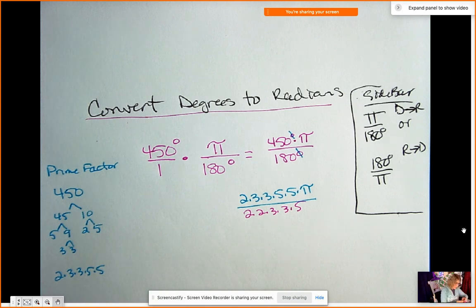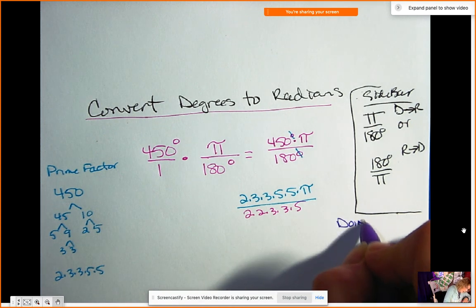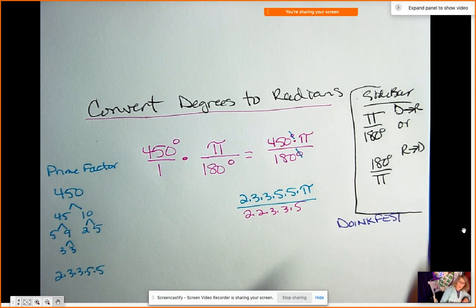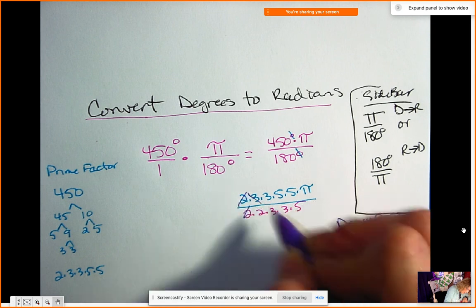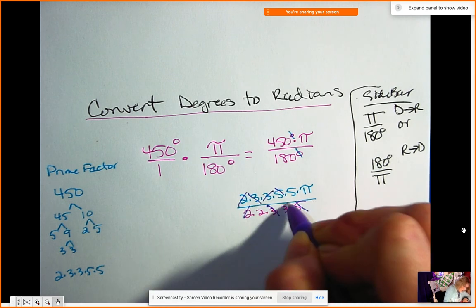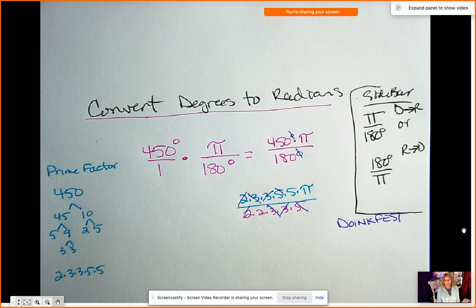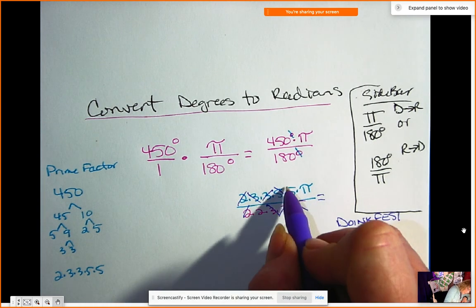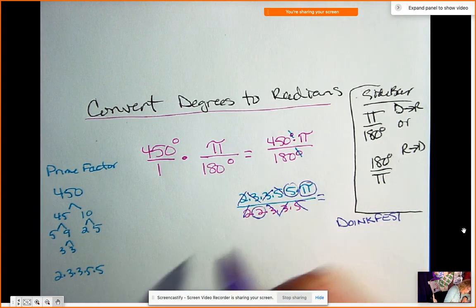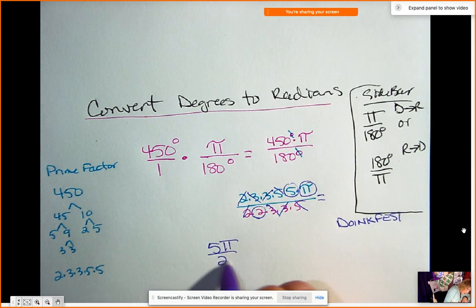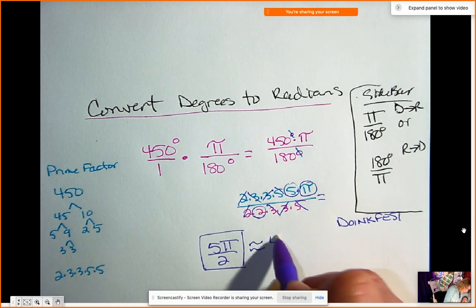Now, Doink Fest, which is what we normally do in Unit 5. I love Doink Fest. It's not a real math term. The reason I call it Doink Fest is because I like making noises. When I cancel, I go doink, doink, doink, and that's why it's a Doink Fest, because you're going to cancel all this. You're like, why didn't they just write 5 in the first place? Well, the answer is everything that's left over. This 5 is left over, the pi, and this 2. So it's going to be 5 pi over 2. That's how you convert from degrees to radians. So this is equivalent to 450 degrees.